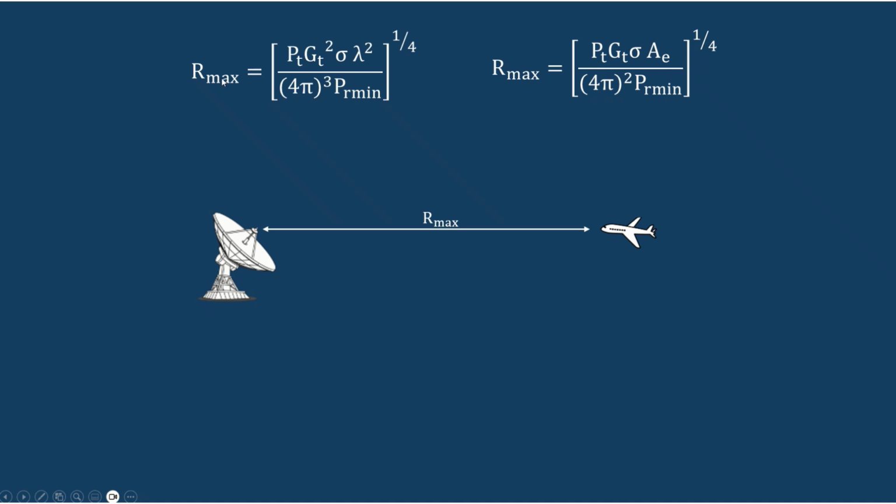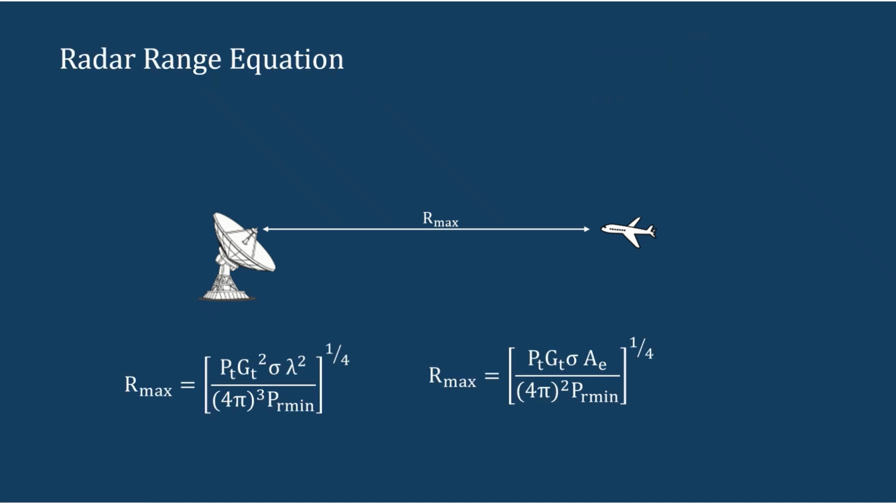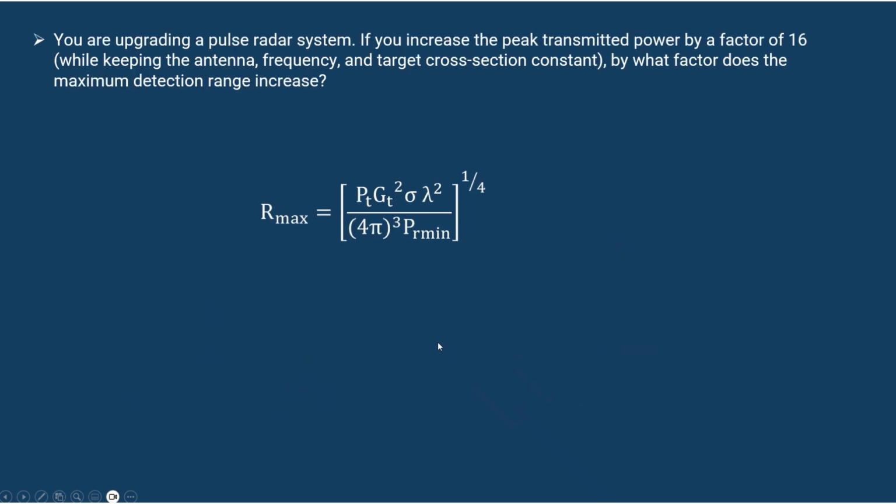If we want to calculate the maximum detected range, we can rearrange the equation, and the maximum detected range is given by the expression Pt Gt square sigma lambda square by 4 pi cube PR minimum, raised to 1 by 4. So now we get the equation for the maximum detection range. This is how the radar range equation is derived. The radar range equation gives an indication of the maximum detected range with respect to the transmitted power, gain of the antenna, radar cross section of the target, and the received power.